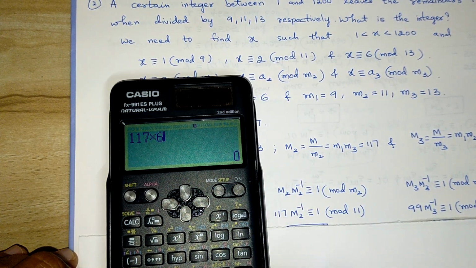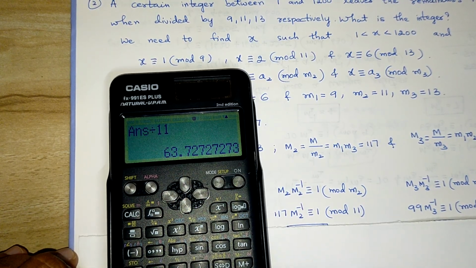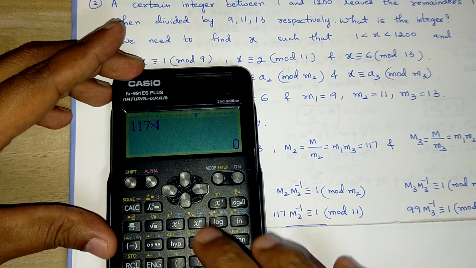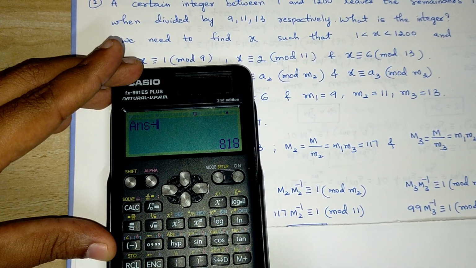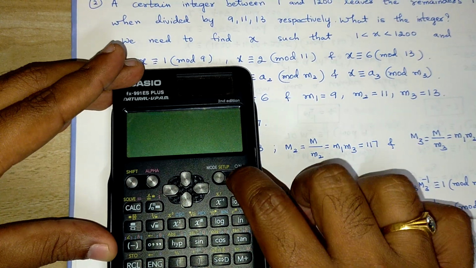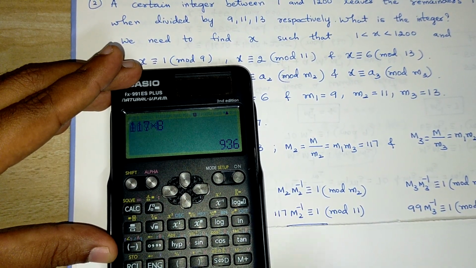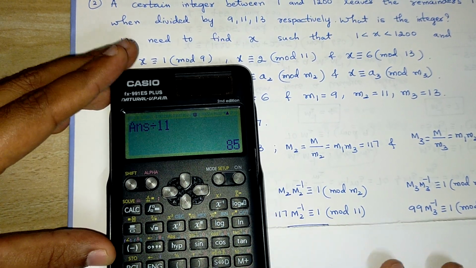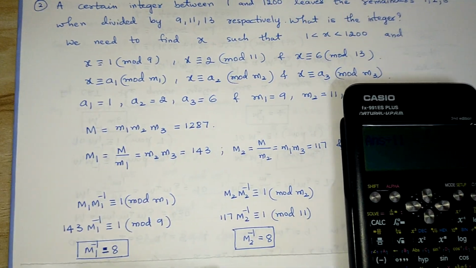117 into 6 minus 1, is that divisible by 11? No. 117 into 7 minus 1, is that divisible by 11? No. 117 into 8 minus 1, is that divisible by 11? Yes. So here M2 inverse will be 8, right?